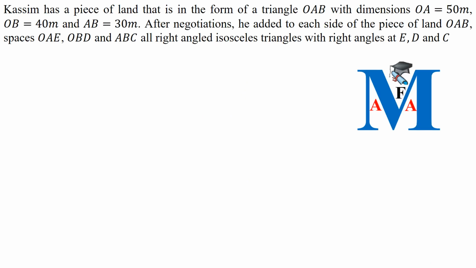So this is the problem description. It reads, Kasim has a piece of land in the form of a triangle OAB with dimensions OA equal to 50 meters, OB equal to 40 meters, and AB equal to 30 meters. After negotiations, he decided to add to each side of the piece of land OAB spaces OAE, OBD, and ABC, all right-angled isosceles triangles with right angles at E, D and C respectively.